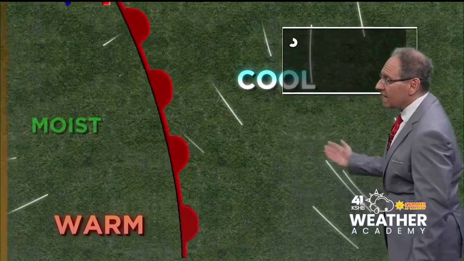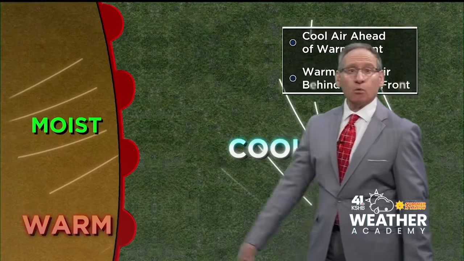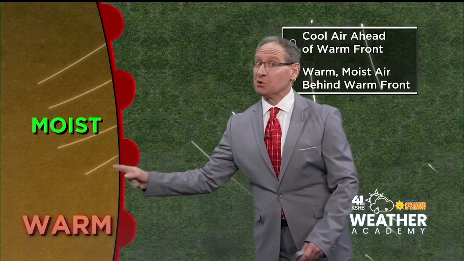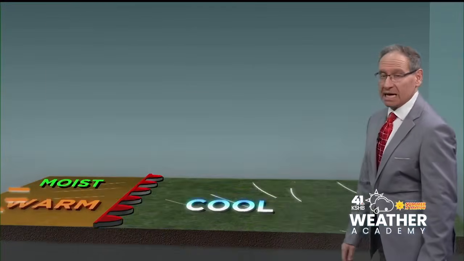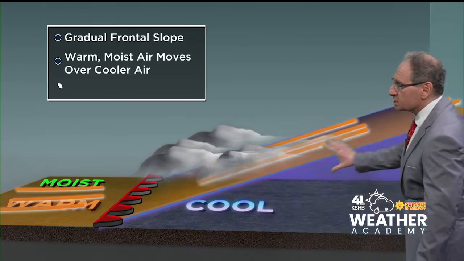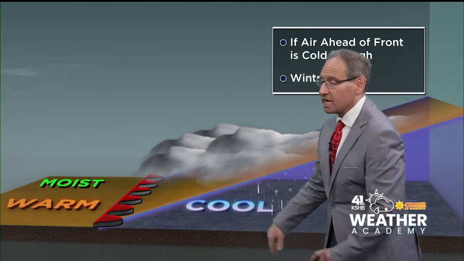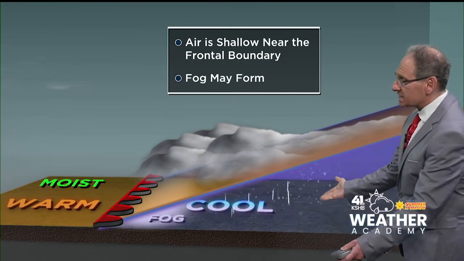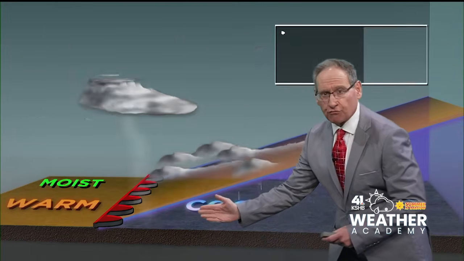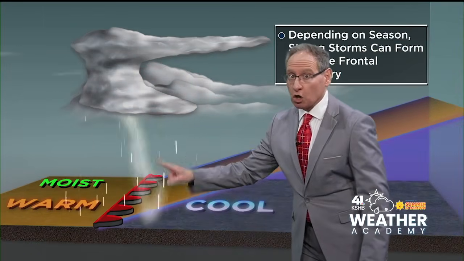Now, out ahead of the warm front, you have cool air, and you can have warm, moist air behind it. Now, we're going to assume there's warm, moist air behind it. Sometimes there's not enough moisture to produce clouds, but if there is, you get the situation where the colder air is more dense than the warm air, and it's hard to push it out, so the warm, moist air overruns the colder air, and you can get a wintry mix at times. You can get fog right near the front, and if it's the warm season, you can get some pretty big thunderstorms on the warm front.